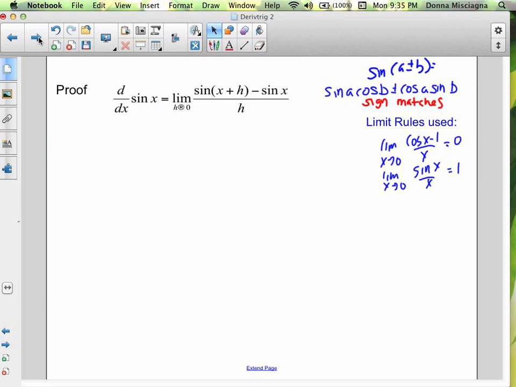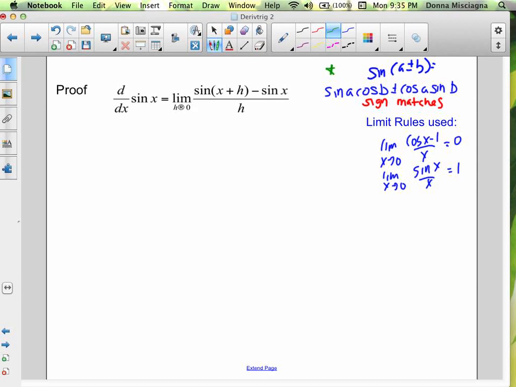So it's going to be sine of the first times cosine of the second, plus or minus, this time the sign is going to match, and then cosine of the first times sine of the second. All right? Handy-dandy little rule from pre-calculus. If you don't remember that rule, you should write it down because it's right over there. So write that rule down.